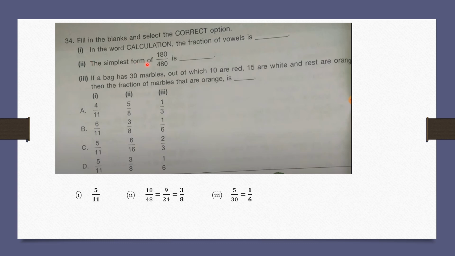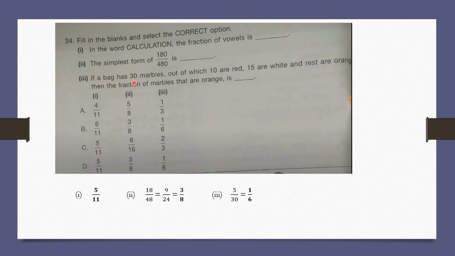The simplest form of 180 divided by 480 is, so 18 divided by 48. Now 2 times 9, 18 and 2 times 24, 48. Now 3 times 3, 9 and 3 times 8, 24. So 3 by 8.